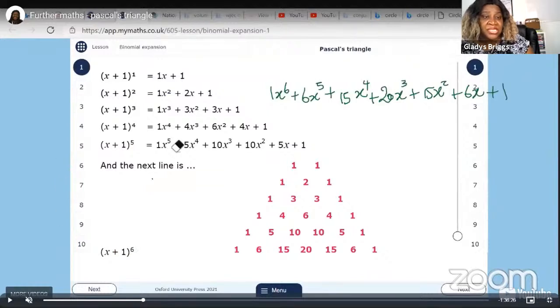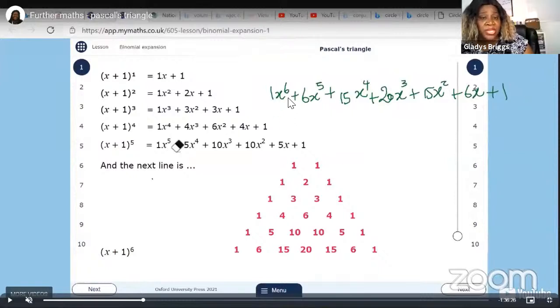Okay, so this was how we did x plus 1 to the power of 6, yeah? We used the 6th line of the Pascal's triangle to do x plus 1 to the power of 6, and we have the powers of x coming down, yeah? We had the powers of x coming all the way down until it goes to the x to the power of 0 at the end, yeah?